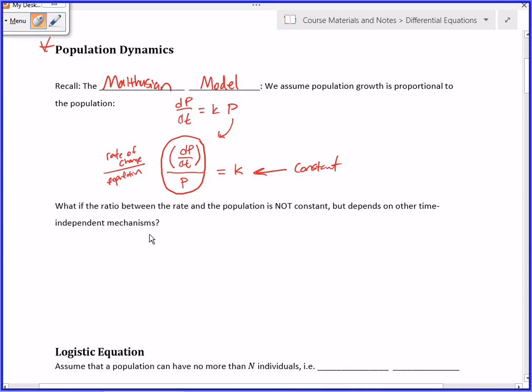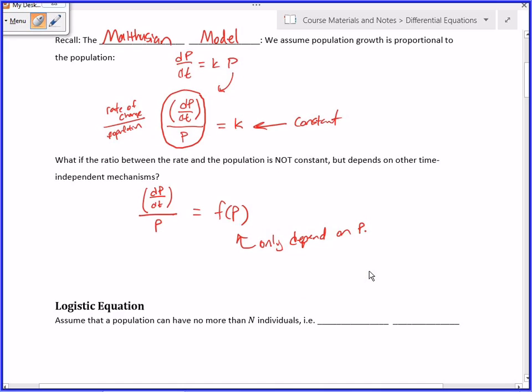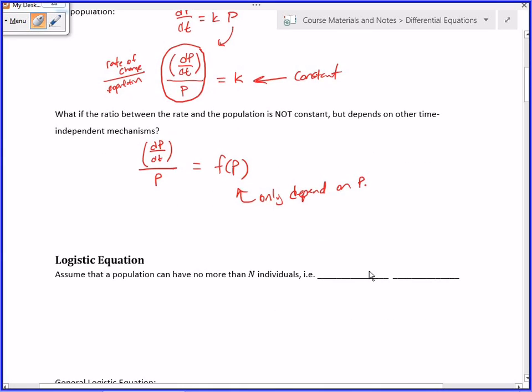Maybe it depends on other time-independent mechanisms. Not changing over time, but having something else to do with p. In fact, that's easily written as dp dt divided by the population is some function of p. What that function of p is will vary based on what kind of model we want to assume. But again, we want this to only depend on p because we want to consider this as an autonomous system, where it doesn't really matter where we started. It would evolve similarly over time.